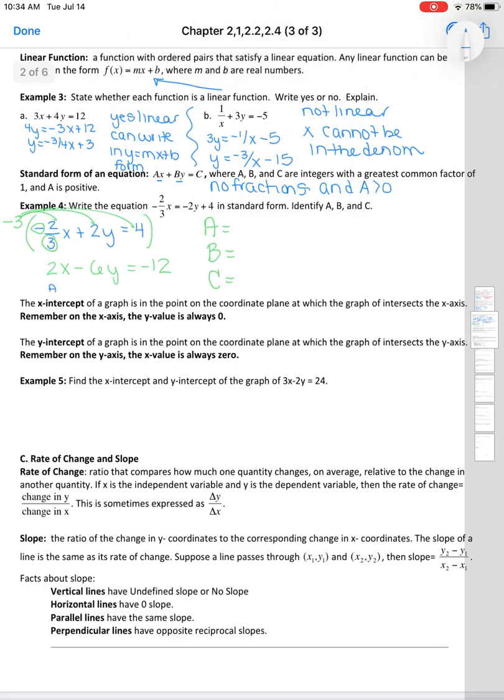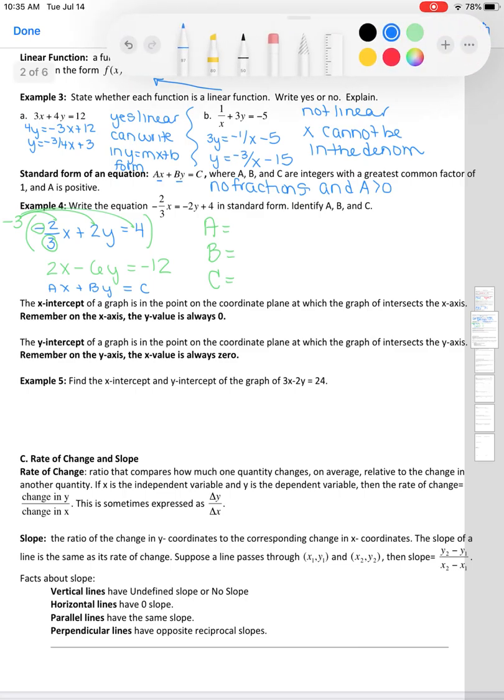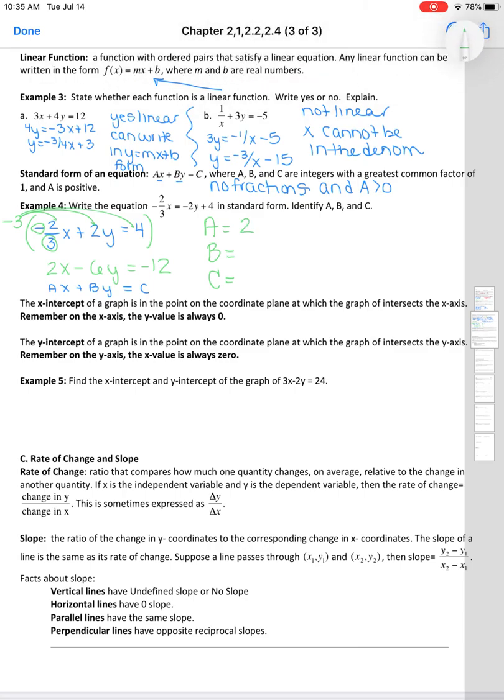You go back and double check. We have no fractions, and a is positive, so we're good. So now we want to identify a, b, and c. So the format told us it goes ax plus by equals c. That is standard form. So then a would be 2, b would be negative 6, and c would be negative 12 for that.